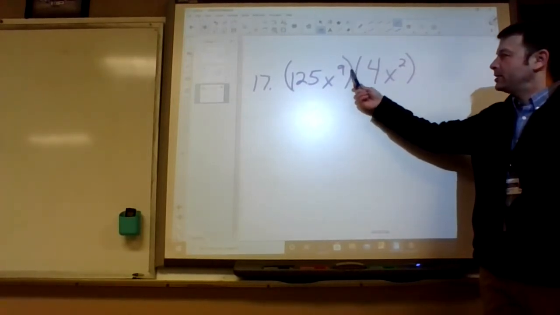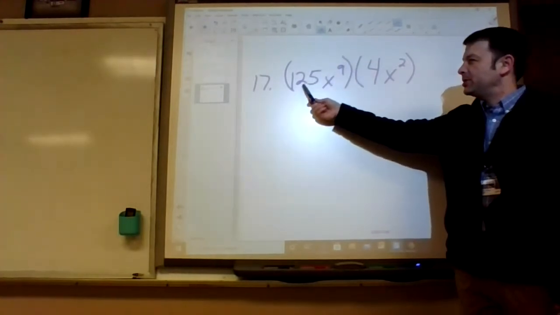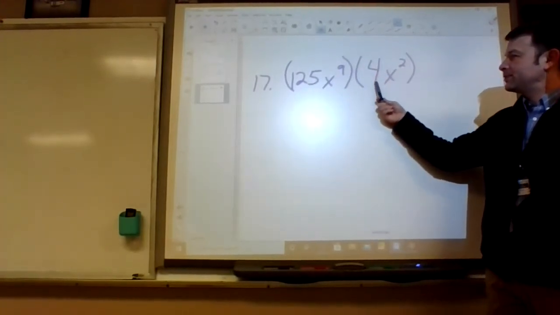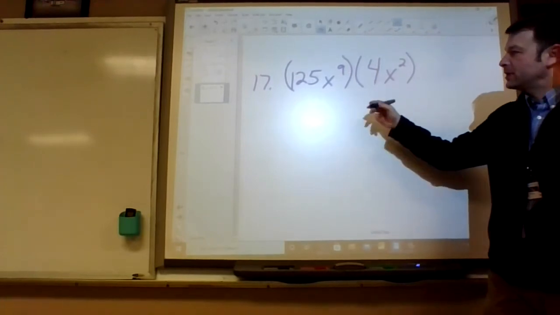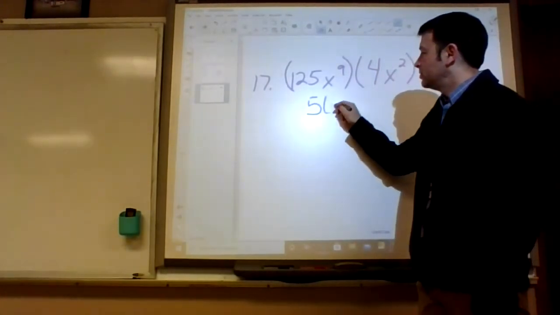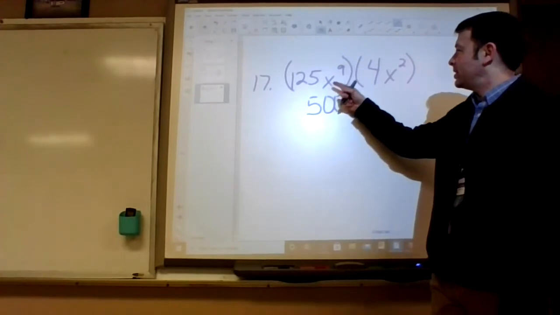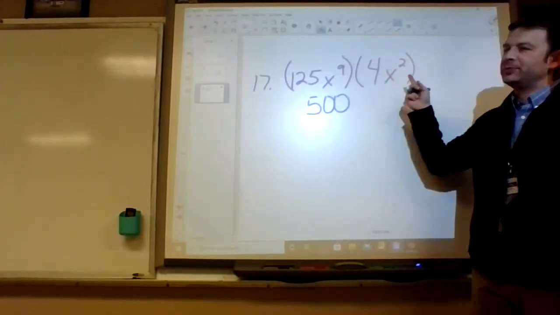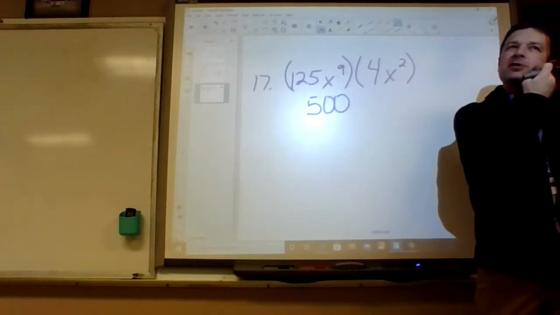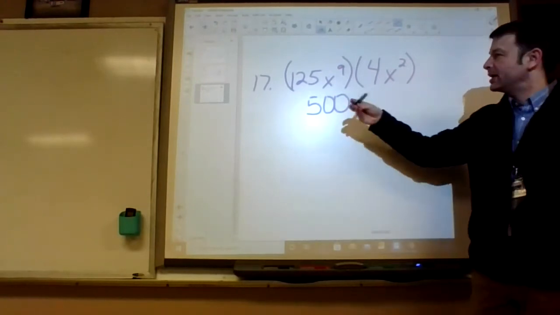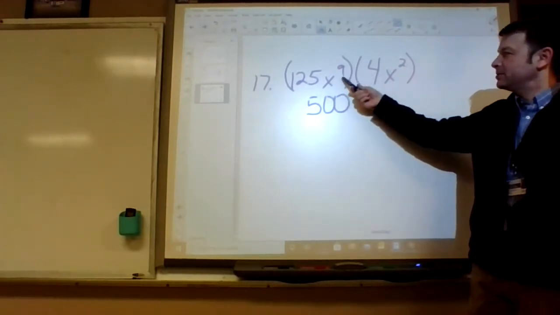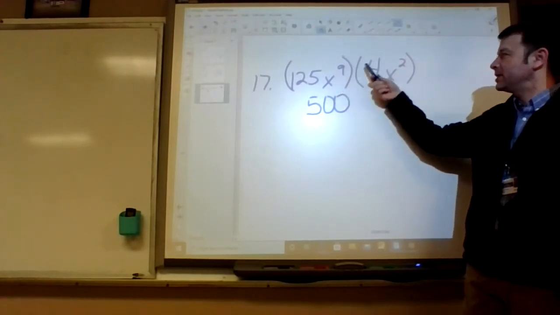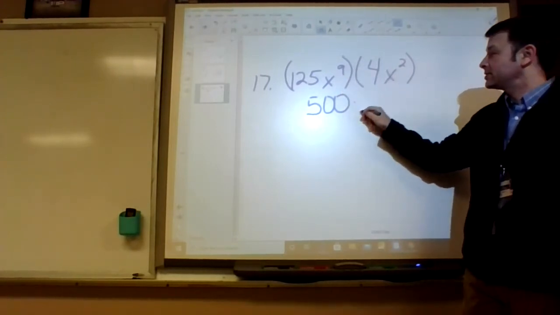Now we're multiplying, right? We're done with the exponents, but we're multiplying. 125 times 4. 500. Okay, then I have x to the 9th times x squared. Is that like number 1 or number 7? x to the 9th times x squared. It's like number 1. It's not a 9 to the second. It's x to the 9th times x squared. x to the 11.